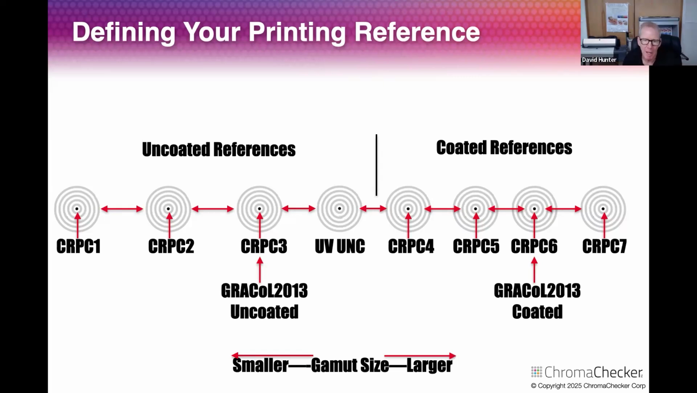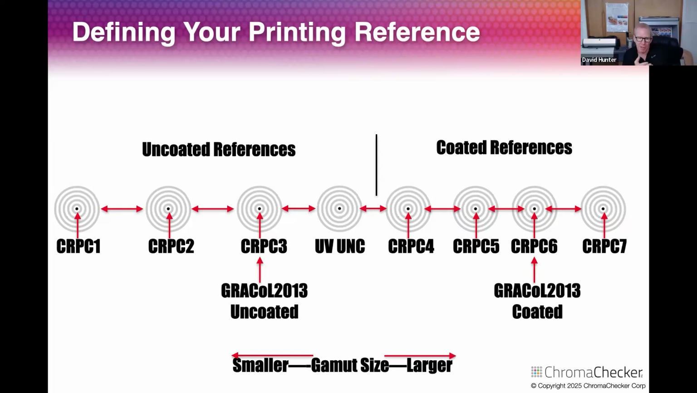And there's a new one in here. This UV uncoated is another IDEAlliance print projects group that I participated in to come up with an uncoated reference that had a larger gamut than CRPC3, to highlight the capabilities of UV inks on uncoated paper, to give those people a manageable reference to hit so that they can know whether or not they're in the bullseye range of their expectations or outside of those ranges.